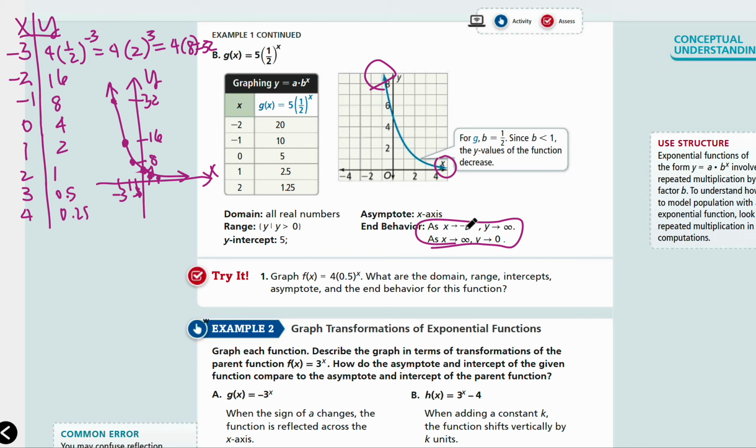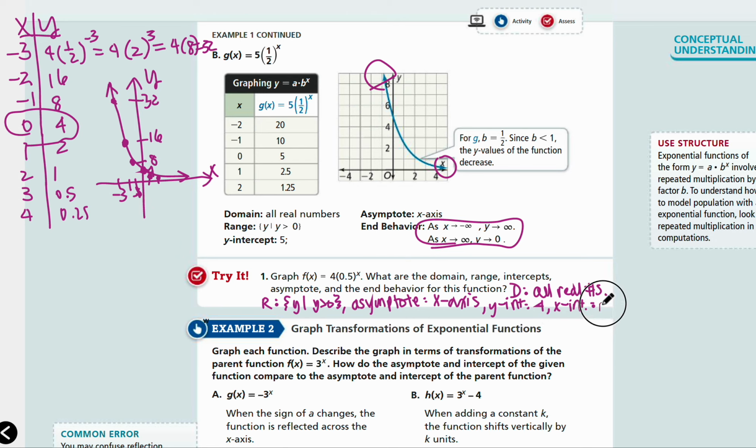So let's describe our domain, range, and the key features. The domain would be all real numbers. And then the range would be anything greater than 0. And your asymptote is the x-axis. Your y-intercept, when x is equal to 0, is at 4. And then x-intercept, none.